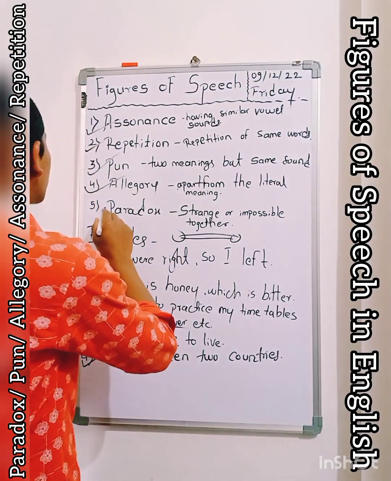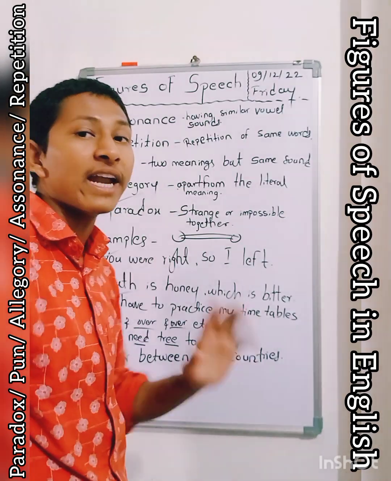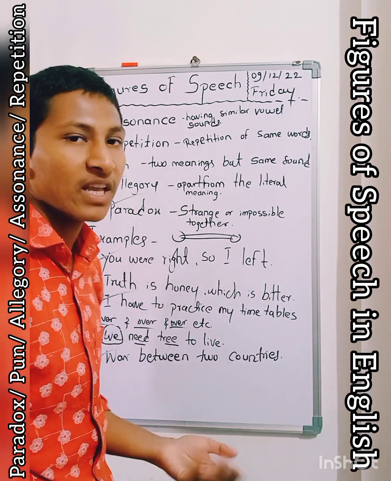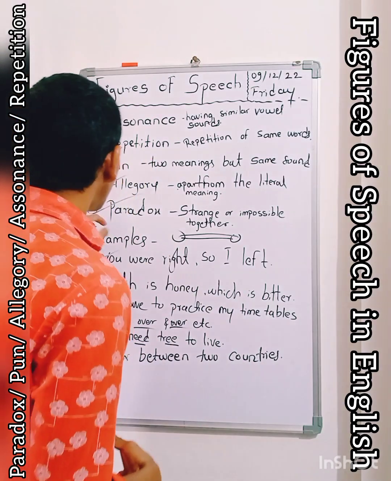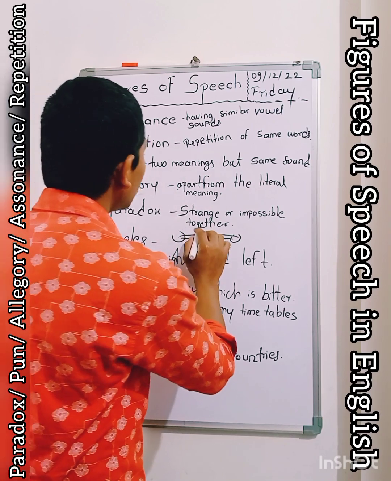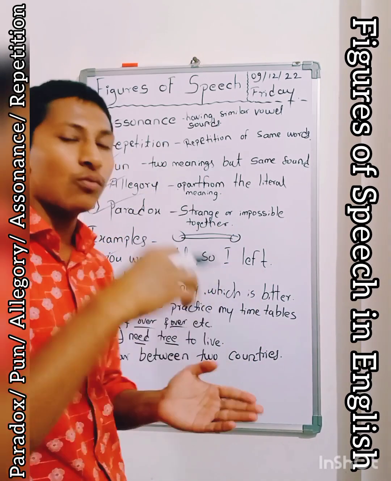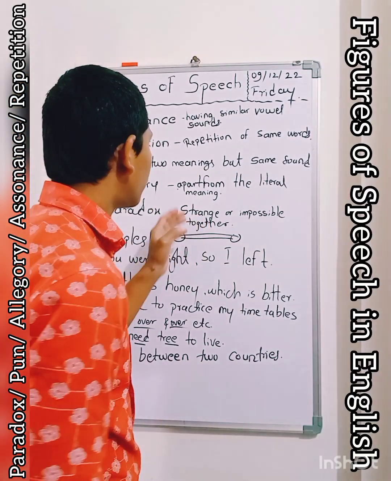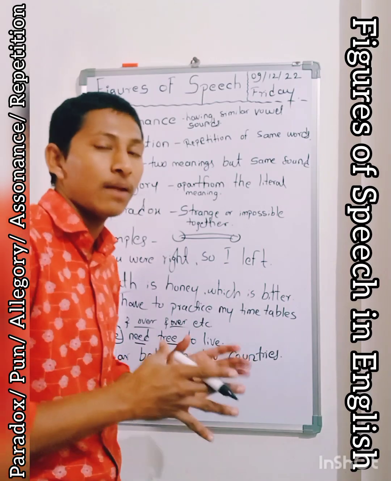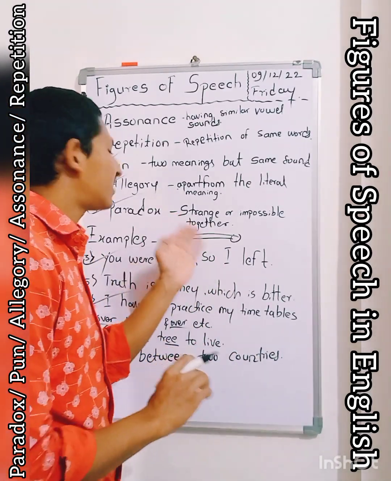Okay, so the last and best one is paradox. There is also an anti-paradox, but we will learn that in a further video. In this video we learn about the paradox only. Paradox is nothing but words that are strange or impossible together. Which words you put are strange to each other, and if you frame them, they feel impossible or strange together.